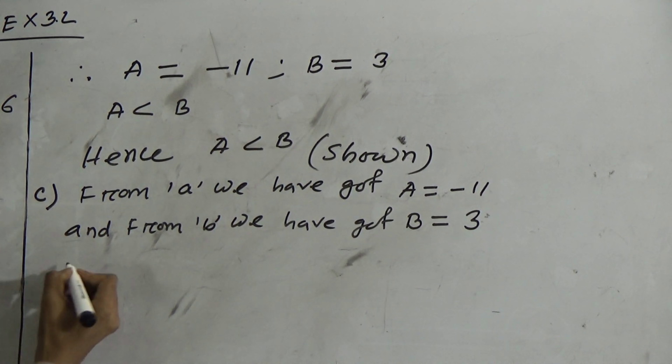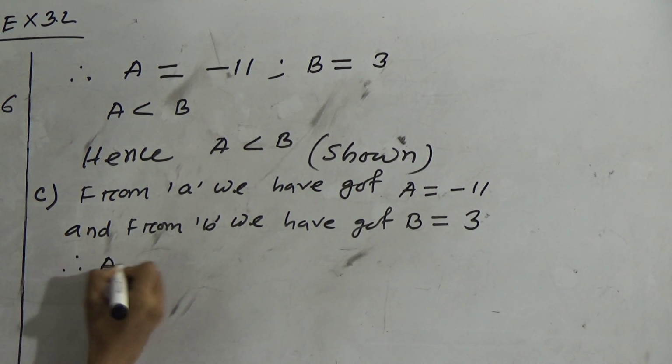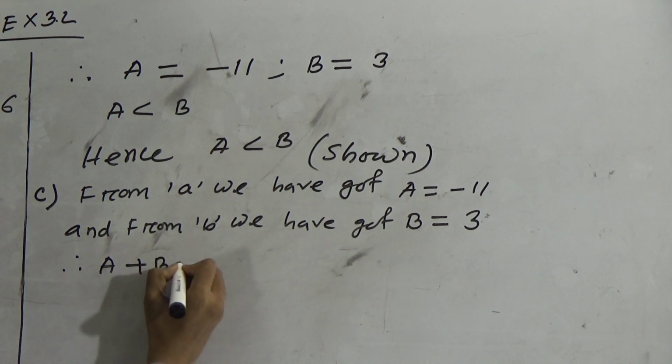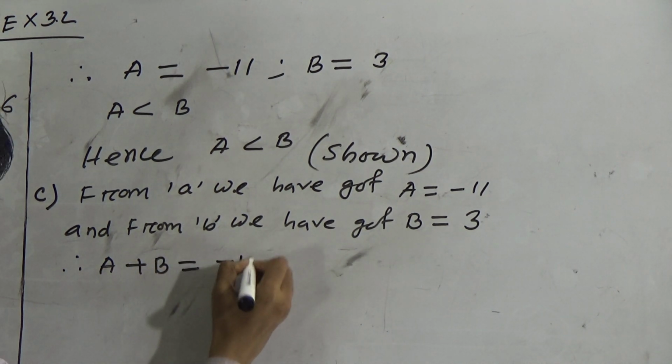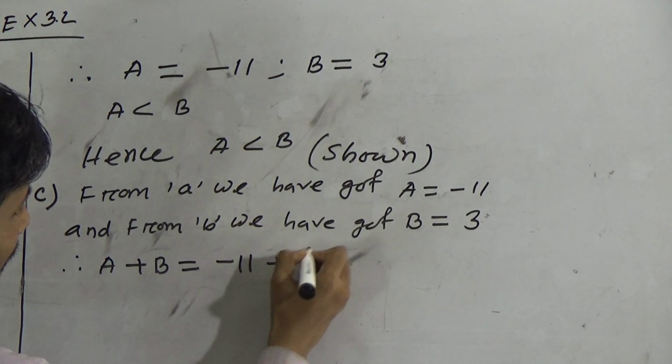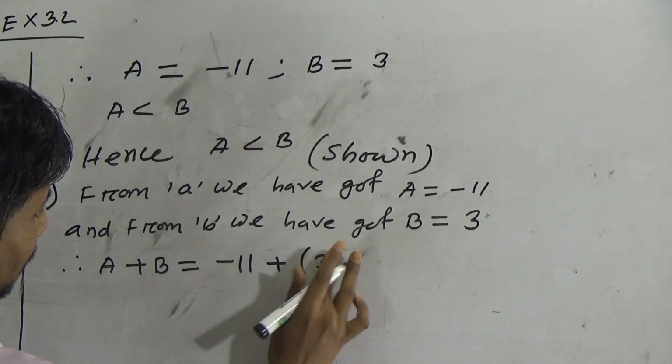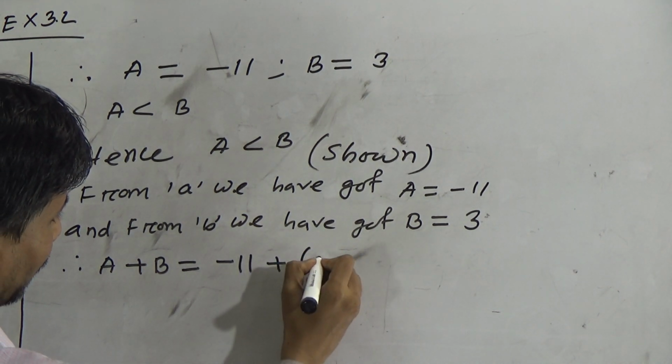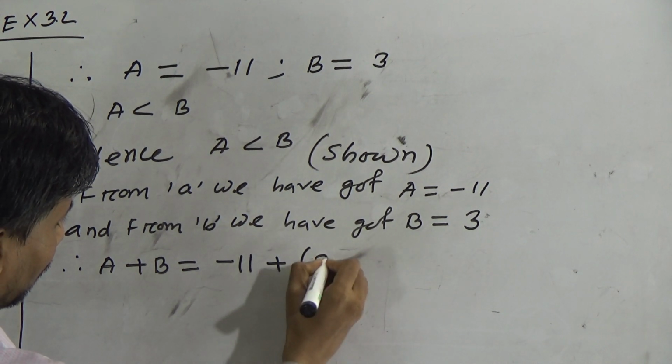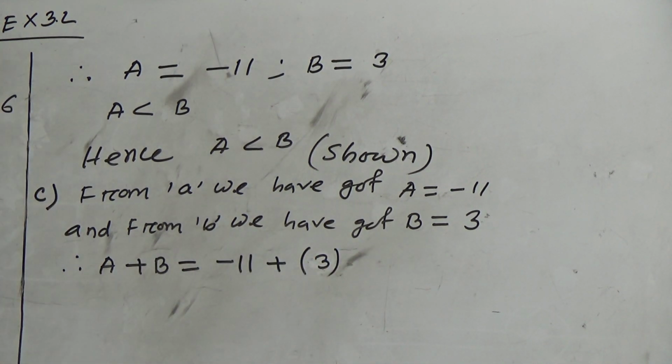Okay, now A plus B is equal to what? A means minus 11 plus 3. That means the positive 3. Now we have to add minus 11 plus 3 with the help of the number line.